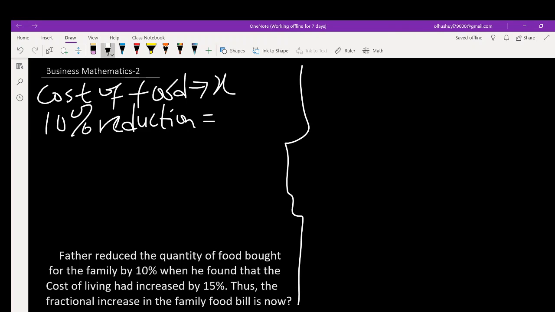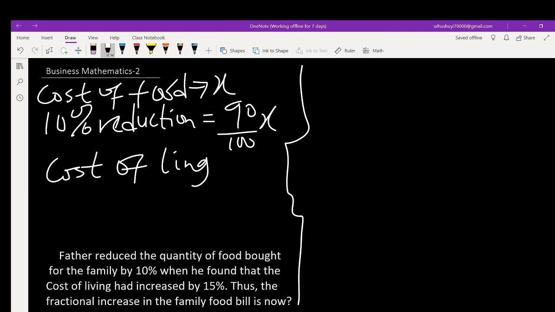will be what? If you reduce something X, that is 100%. When you reduce it by 10%, it becomes 90% of X. And I can call that, let me just write that as 90 over 100 of X. Then we find that the cost of living had increased by 15%. Take cost of living.